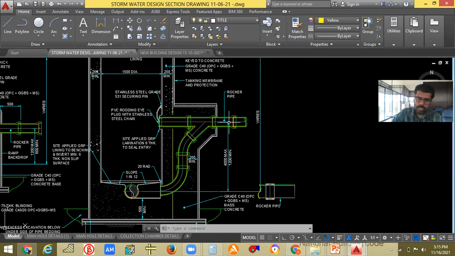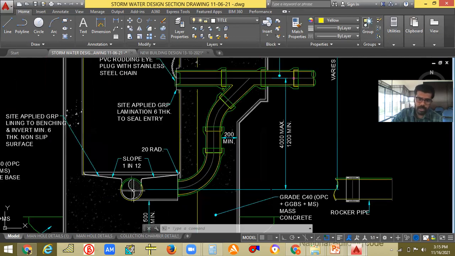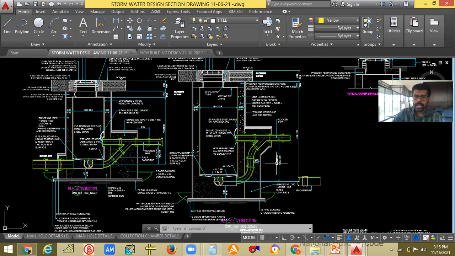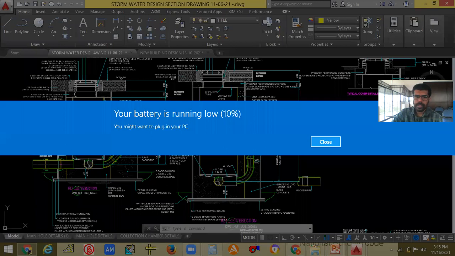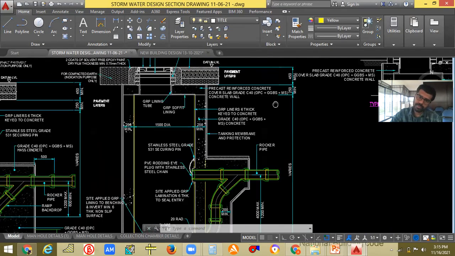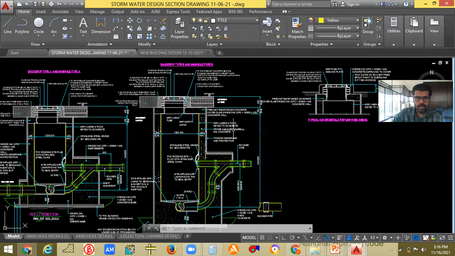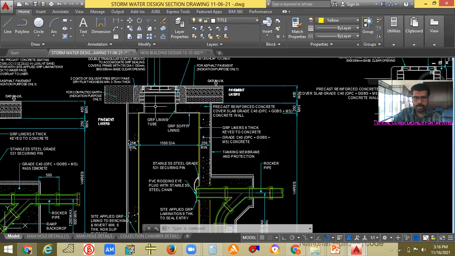So from here, this invert level, the branch pipe invert level, or you can call it rocker pipe invert level, to the main pipe invert level: the minimum distance is 1,200 and the maximum you can go up to 4,000 mm. This way you can inspect. You can come down and you can inspect it.